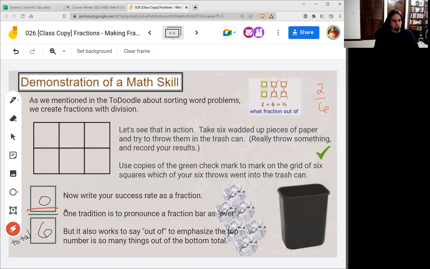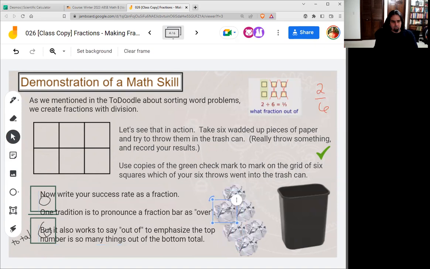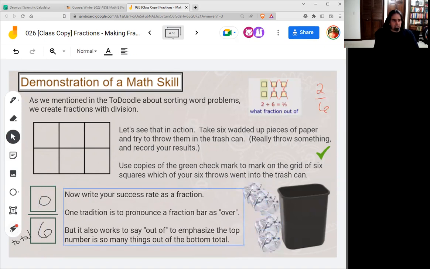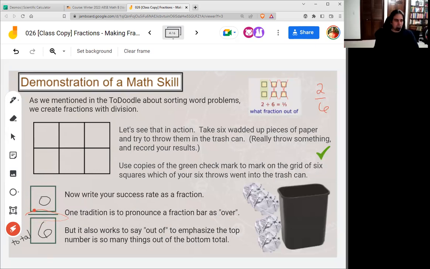And this fraction bar, we can say over, but it's often better to say out of, because that's how we talk in English. This is 0/6 made it into the trash can. Make sense? Yes. Sometimes we say per, but that's a little different. We'll get to that soon.